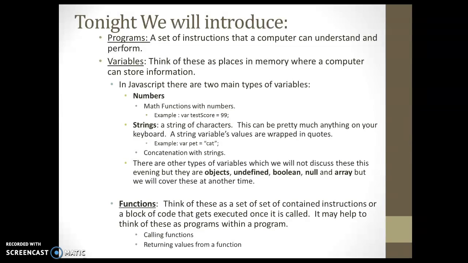Tonight we're going to introduce programs, which are basically just a set of instructions. Variables, you can think of these as places in memory where a computer can store information. There are two main types, numbers and strings, and other types as well: objects, undefined, Boolean, null, and array are all considered data types in JavaScript. And then we'll get to functions.